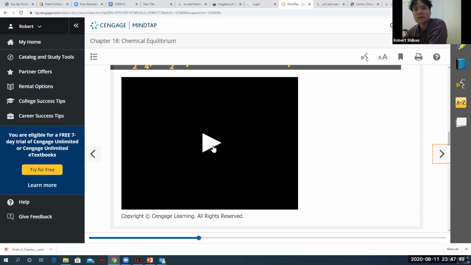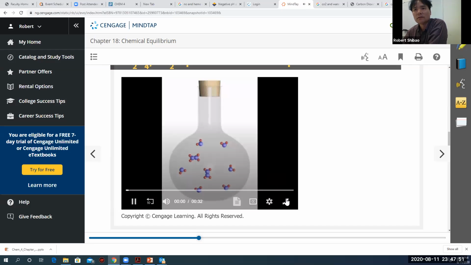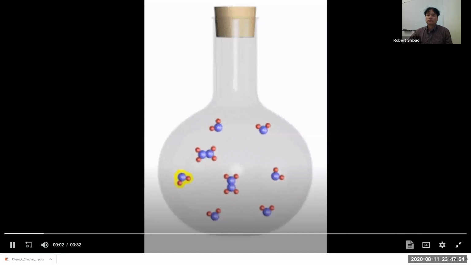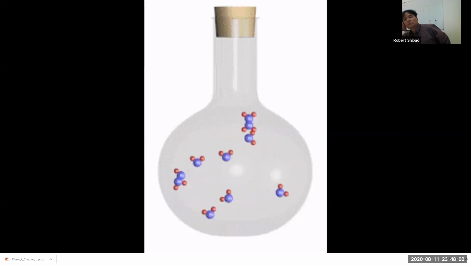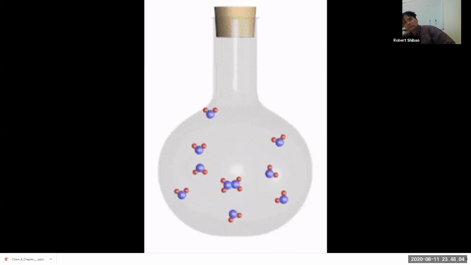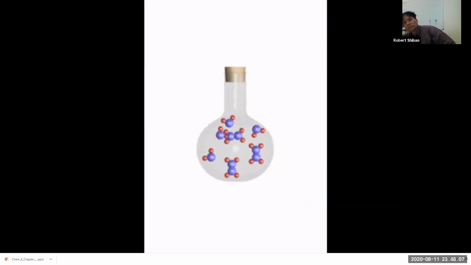Let's see this. A sealed flask contains 3 molecules of nitrogen dioxide for every 1 of dinitrogen tetroxide, and the system is at equilibrium. If we then transfer the mixture to a flask with a smaller volume, NO2 molecules convert to N2O4 molecules, resulting in a net decrease in the number of molecules. In this way, the system compensates for the decrease in volume by a decrease in gas pressure.